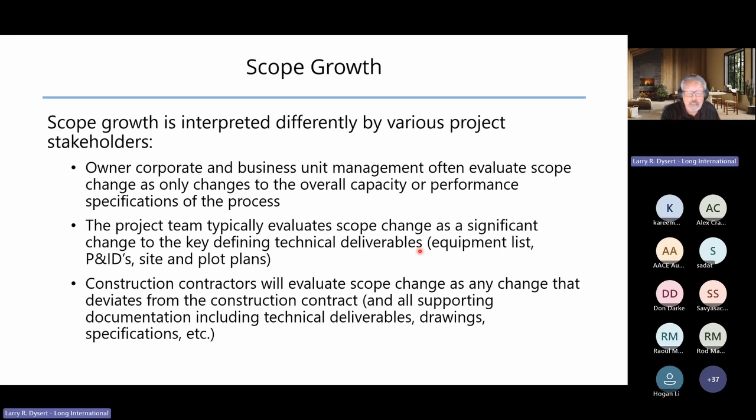And then if we are a construction contractor, or we're the owner dealing with a construction contractor, contractors are going to evaluate scope change as any change that deviates from their contract and any of the supporting documentation behind that particular contract.